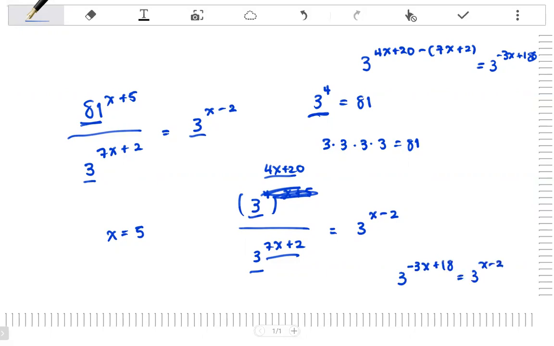2. Once again, we have the same basis with nothing else in the equation. So we set the exponents equal to each other. And if we do that, negative 4x equals negative 20, we get x equals 5. X equals 5 is correct.